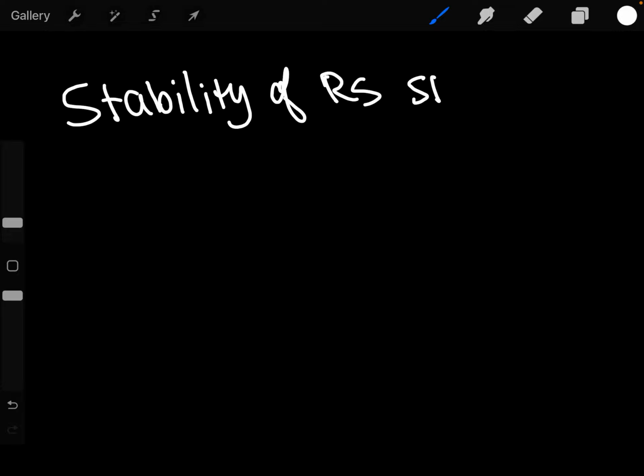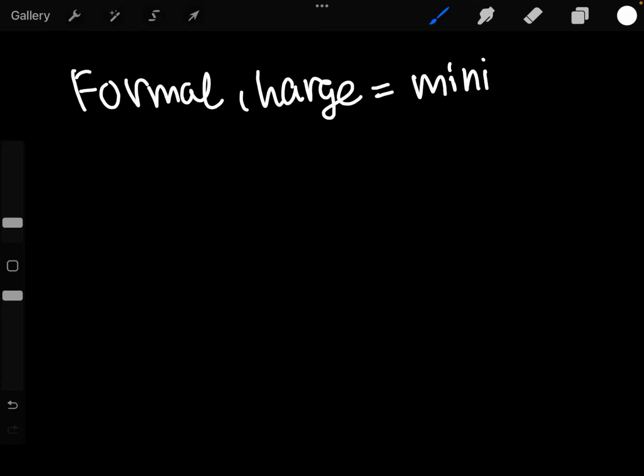Now we're also going to look into stability of resonance structures. Like I said in the beginning of the video, nature likes to minimize formal charge. Nature does not like formal charge at all, and the more formal charge a molecule has, the more unstable it's going to become.